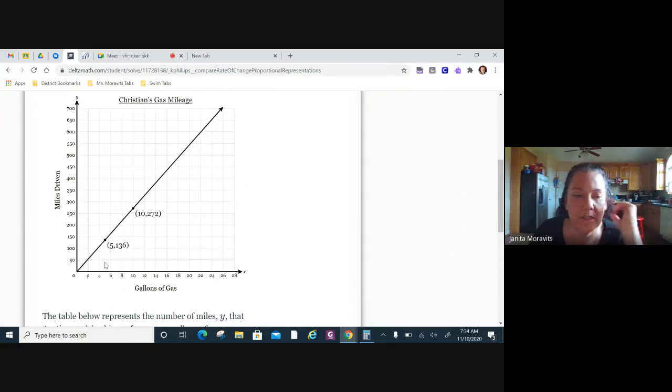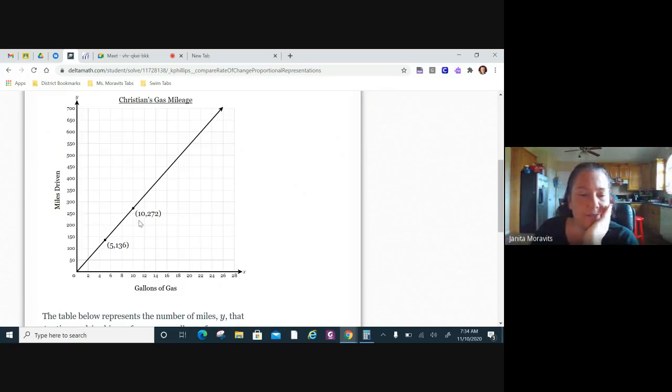All right. I honestly was kind of confused when I looked at this. This is not 10,272, and this is not 5,136. This is the point 5 and 136. This is the point 10 and 272. So don't let that fool you. This is your X and this is your Y. This is your X, this is your Y. So don't let that confuse you when you see a graph like this.